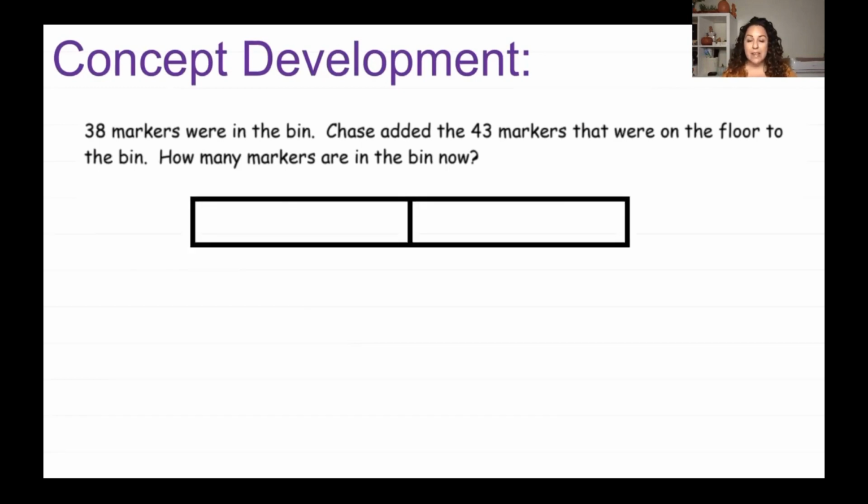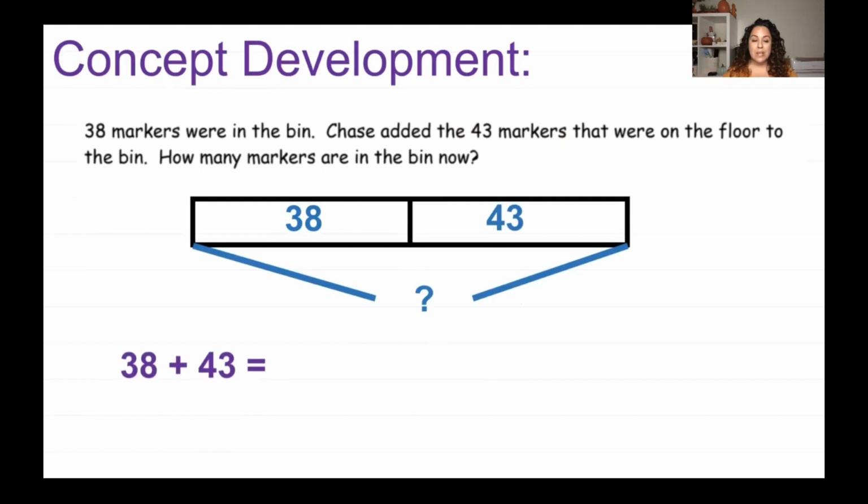Well, we're adding. I'm going to start with a tape diagram that kind of looks like this, and we're going to put our numbers in there. So there's the 38 markers that were in the bin, and here's my 43 markers that were on the floor. With these two numbers, we're going to put them together to find the whole. So it's kind of like we have a part, and then we have our whole. Let's do 38 plus 43.